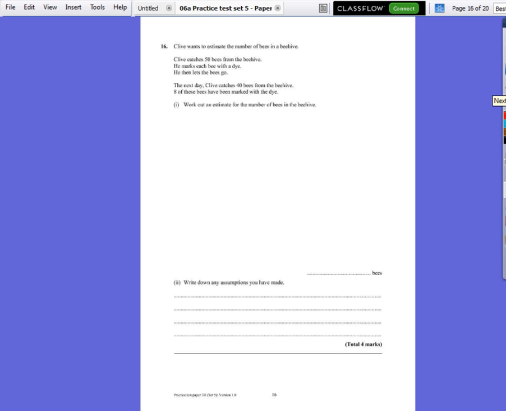Question 16. Clive wants to estimate the number of bees in a beehive. Clive catches 50 bees from the beehive and he marks each bee with a dye, and he then lets them go. The next day he catches 40 bees and 8 of them have dye. Work out an estimate for the number of bees in the beehive.